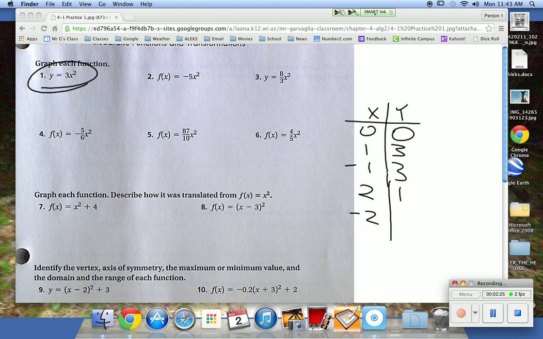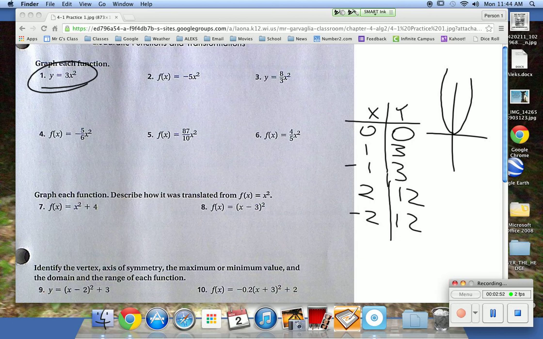Watch how my values start going up. And the same thing with negative 2, it's going to be 12. Look at how my values start to go. They start at 0, they go up 3, and then they really start jumping high at 12. So it's showing a parabola that's probably going to be looking something like this. It's going to get real thin real fast. It's not going to get wide. It's going to get thin.